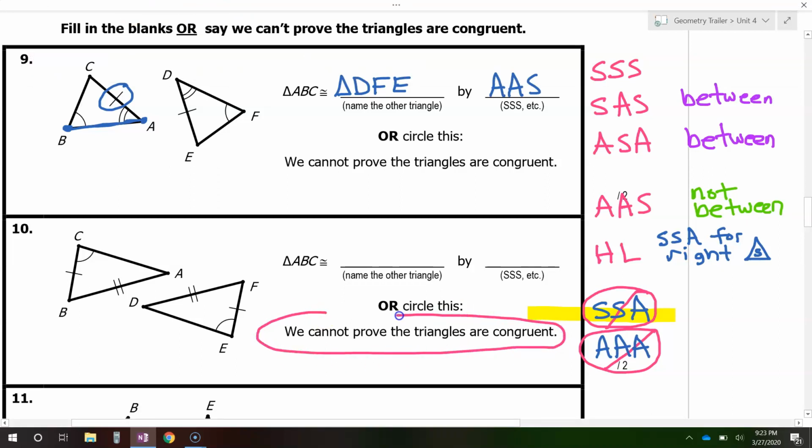We're going to circle that. And when you circle this, do not fill in anything on the other 2 lines. Don't even put SSA because that doesn't exist. Just circle this and move on.